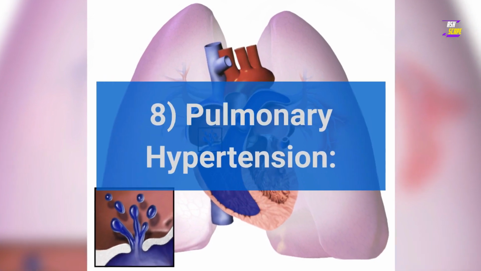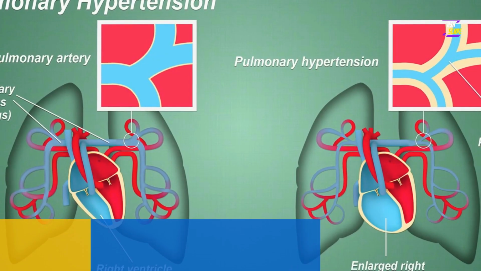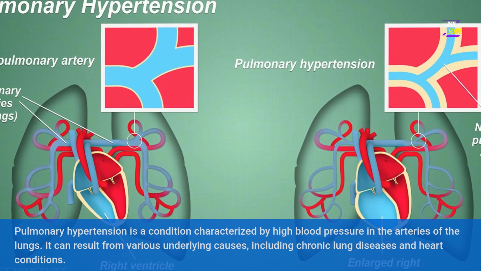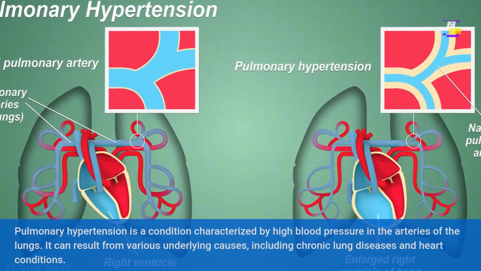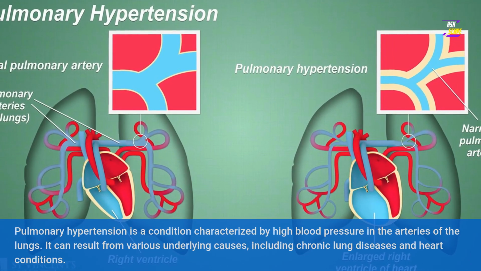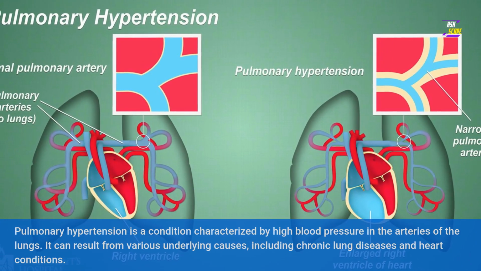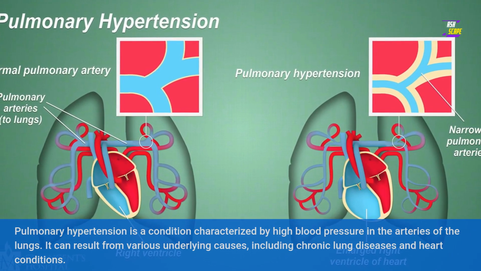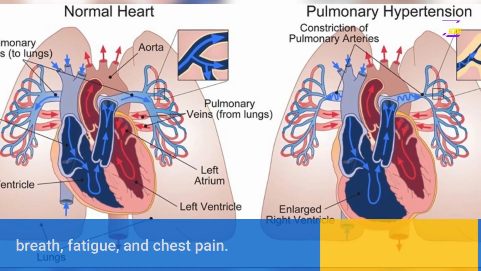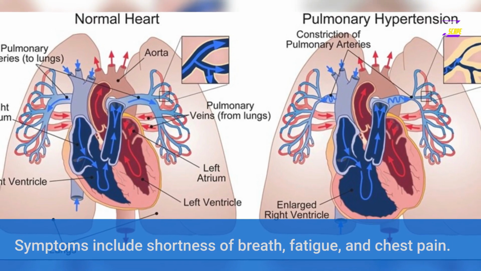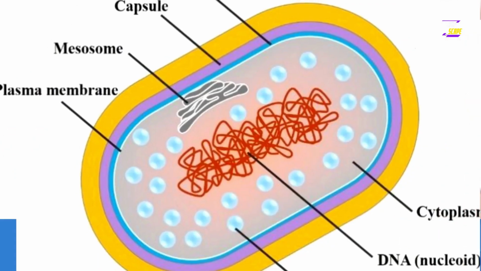8. Pulmonary hypertension. Pulmonary hypertension is a condition characterized by high blood pressure in the arteries of the lungs. It can result from various underlying causes, including chronic lung diseases and heart conditions. Symptoms include shortness of breath, fatigue, and chest pain.